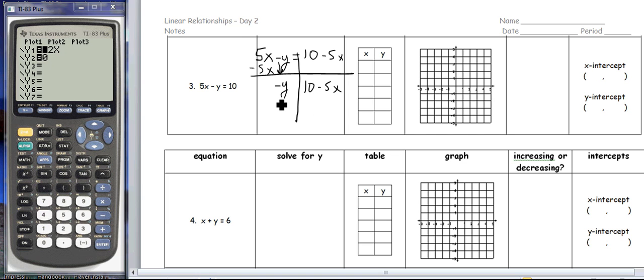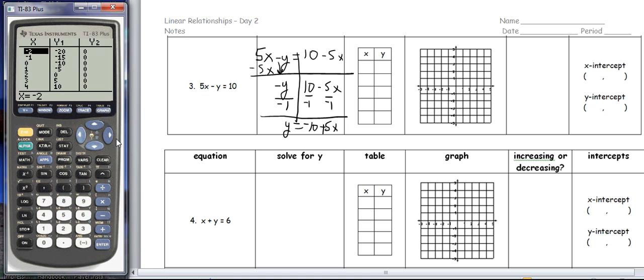Remember, to make this a positive, we need to divide everything by -1. Divide by -1. Divide by -1. The -1 simply changes our sign. So my -y becomes positive. My positive 10 becomes -10. My -5x now becomes a plus 5x. So I'm going to write that in here. -10 plus 5x.